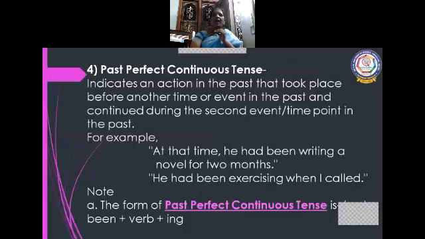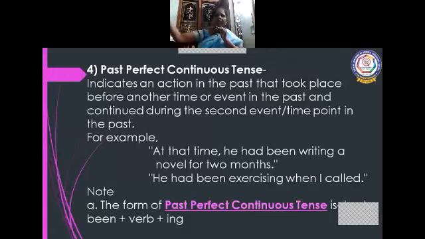For example, at that time he had been writing a novel for 2 months. He had been exercising when I called. So, here past perfect continuous indicates an action in the past that took place before another time or event in the past and continued during.